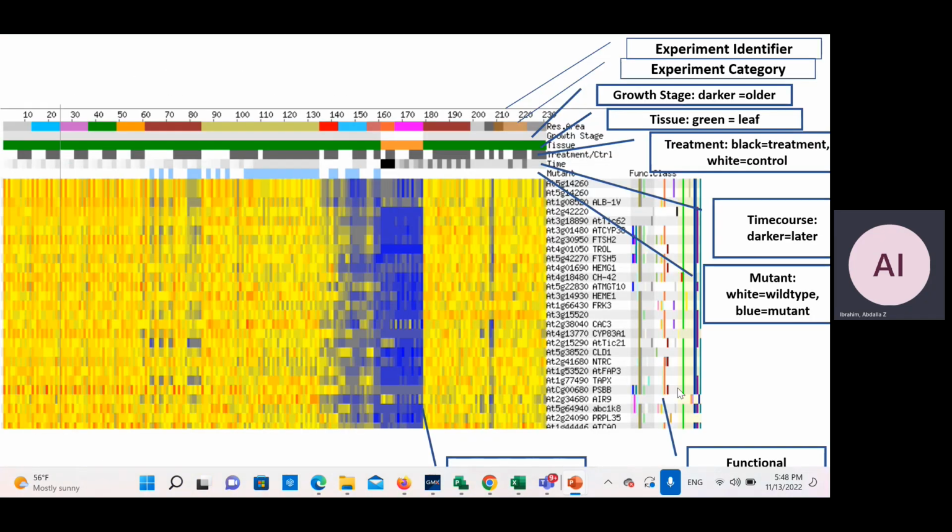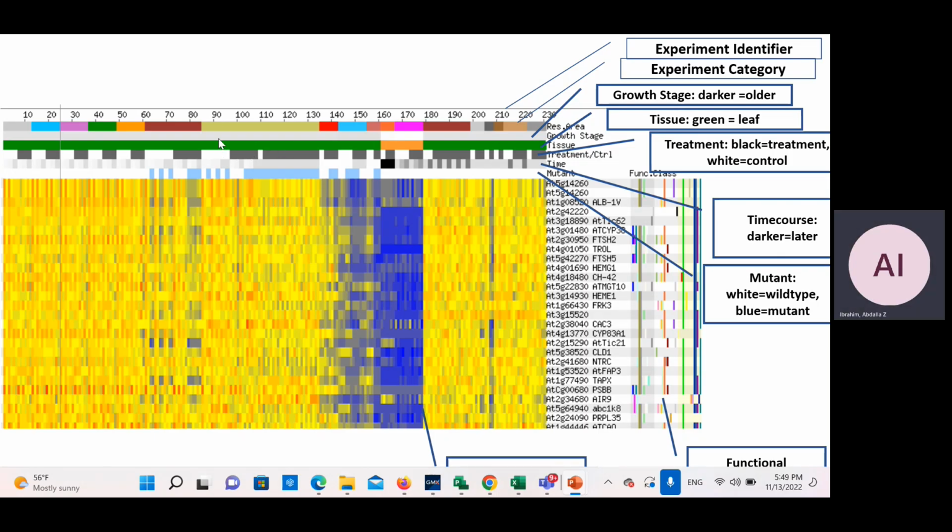So this is how the output of the gene looks, right? This is the number of the genes, like the experiment identifier. This tells you the experiment category, what type of research area that is. Again, this is the growth stage. So the darker, it means the older plants. And this tells you which tissue of the plant that is. Then if there are specific treatments, the black would be a treatment and white would be control under certain conditions.